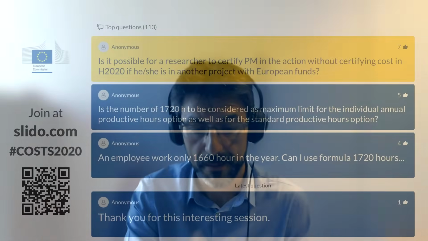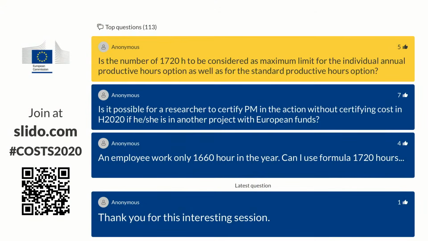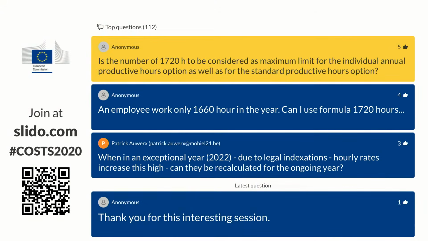Okay, thank you. Next question. Is the number of 1720 hours to be considered as a maximum limit for the individual annual productive hours option, as well as for the standard productive hours option?